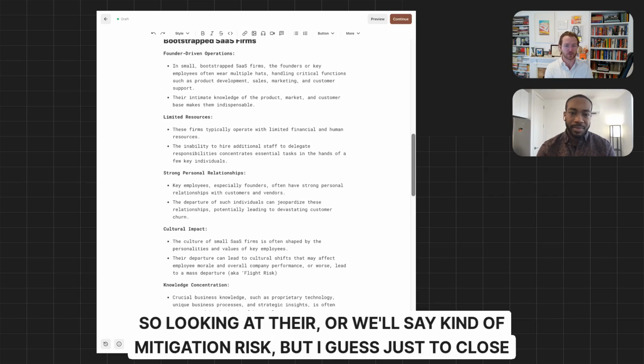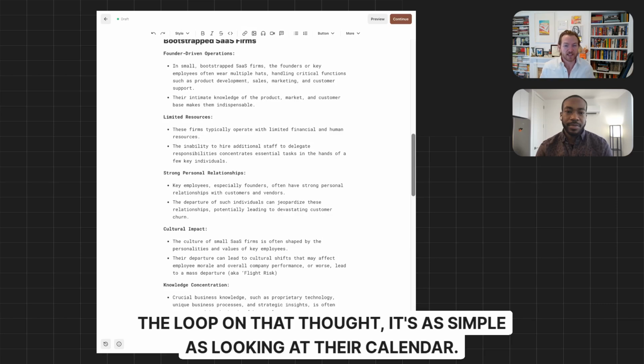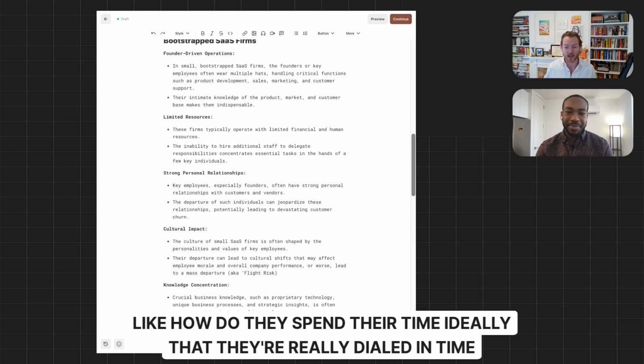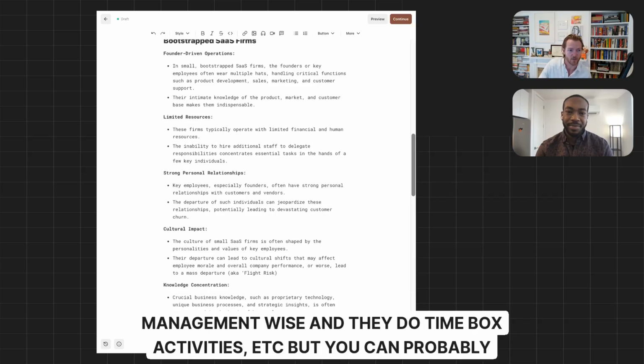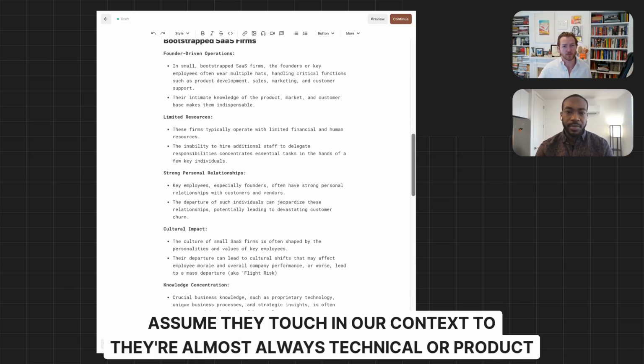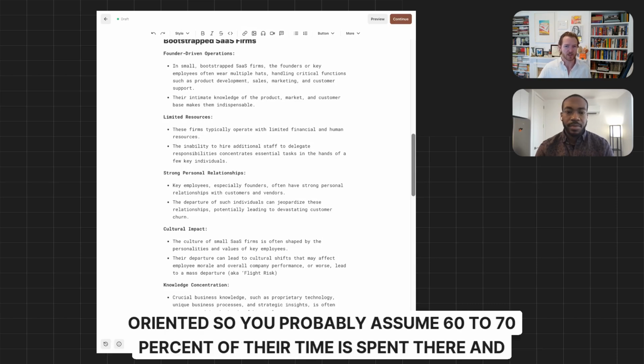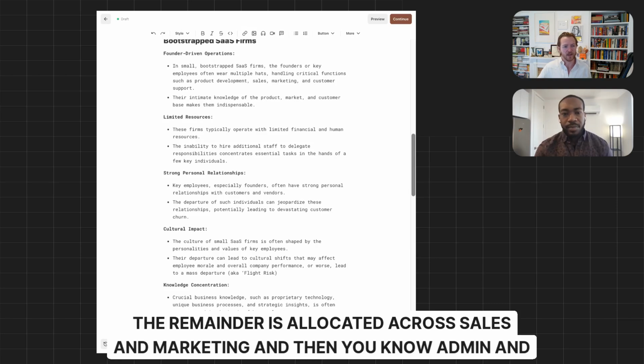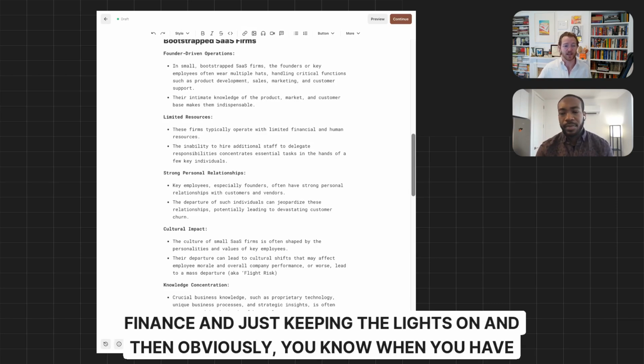So looking at, we'll say, mitigation risk, but just to close the loop on that thought, it's as simple as looking at their calendar. How do they spend their time? Ideally, they're really dialed in time management wise, and they do time-boxed activities, etc. But you can probably assume, in our context too, they're almost always technical or product oriented. So you probably assume 60 to 70% of their time is spent there, and the remainder is allocated across sales and marketing, and then admin and finance, and just keeping the lights on.